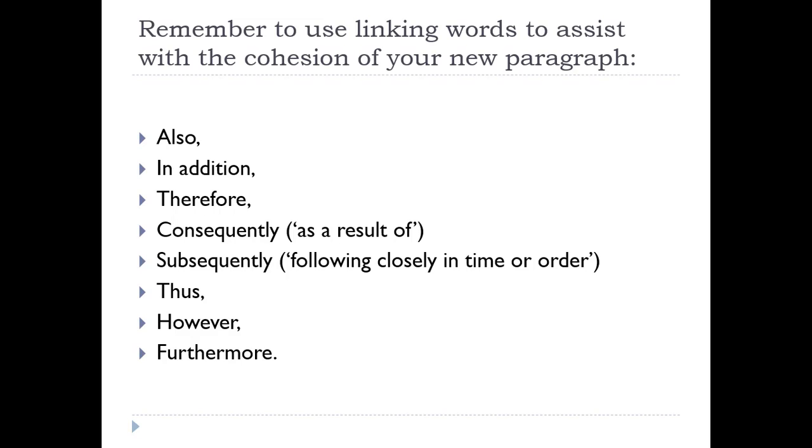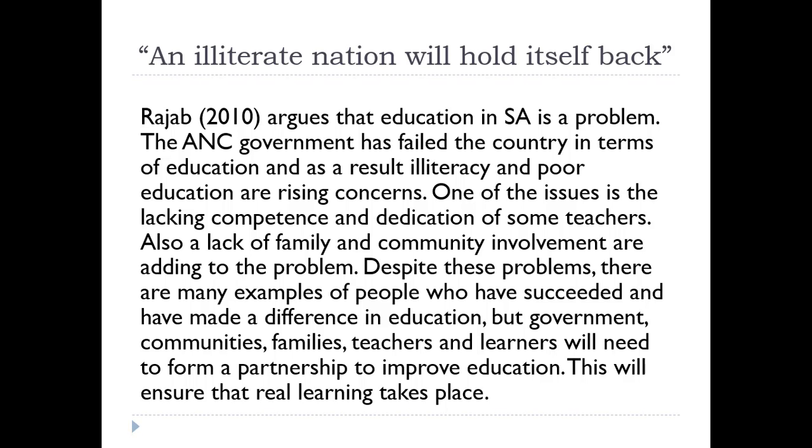Now you want to put your sentences together to create a paragraph of your summary. So we're going to use some linking words to assist with the cohesion of your new paragraph. There are also transitional expressions on your ECI page under Unit 5, and you're welcome to make use of these as well. Words like also, in addition, therefore, consequently, which means as a result of, subsequently, which means following closely in time or order, thus, however, furthermore, are good academic words to use and can really be useful in creating your paragraph. Here is an example of the paragraph that we have created by putting together the sentences that summarized each paragraph. You can read through this and see if it is similar to your paragraph.